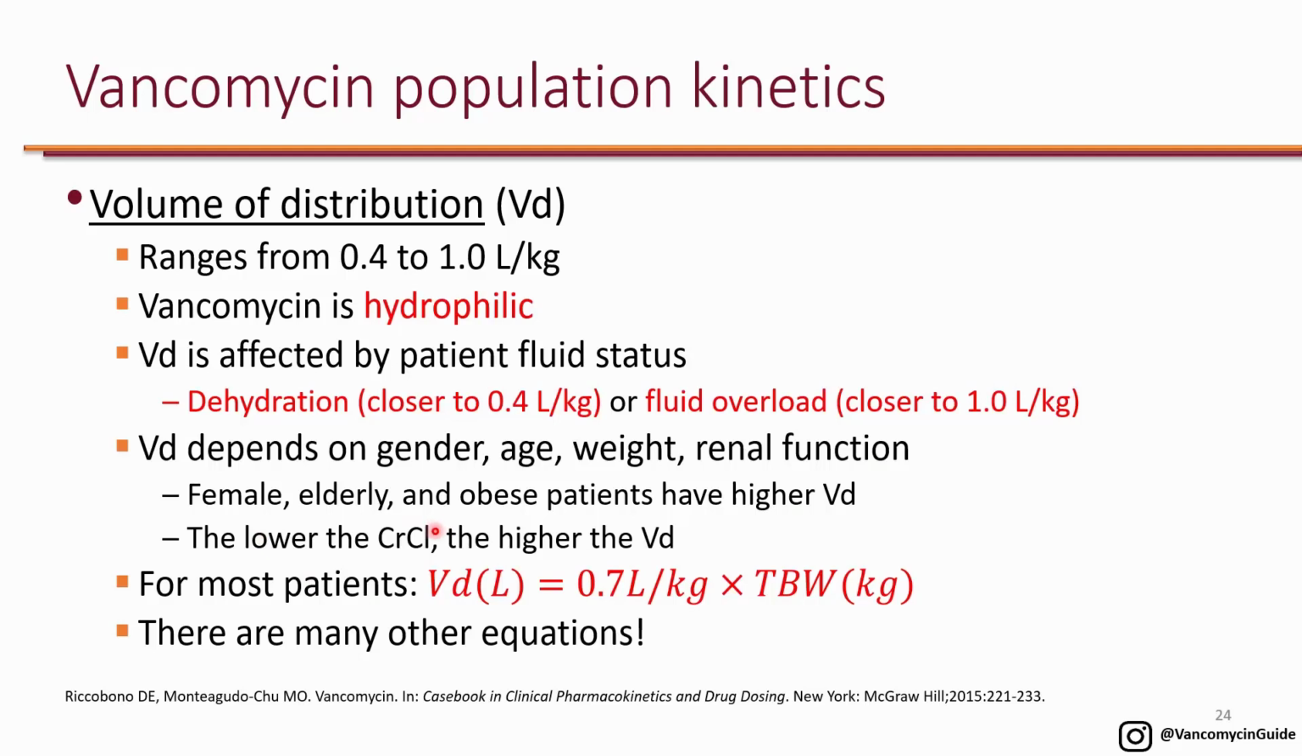Females, elderly, and obese patients have higher volume of distribution. And the lower the creatinine clearance, the higher the volume of distribution. For most patients, we will use the volume of distribution in liters equals 0.7 liters per kilogram times total body weight in kilograms. However, you should only use this equation in patients with normal volume status. So if you're given a case where the patient has normal volume status, you can use this. Whereas if someone is dehydrated, you should use something closer to 0.4. And if they have fluid overload like congestive heart failure, you should use something closer to 1.